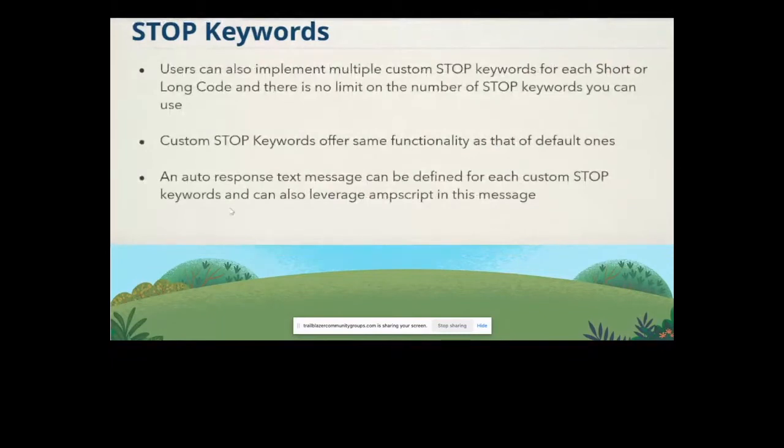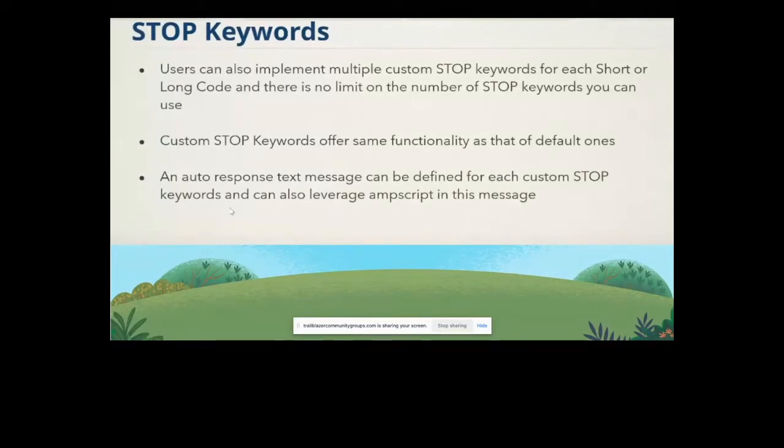So people always implement multiple stop keywords for each short or long code, right? And again, there is no limit, team. As I said, you can create stop keywords with the different kind of use cases. As I told, some of the standard keywords are provided by Marketing Cloud, but you could manage your custom keywords also. It works the same functionality as the default ones, right?